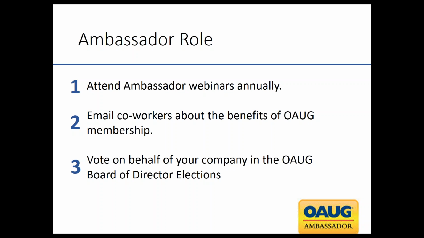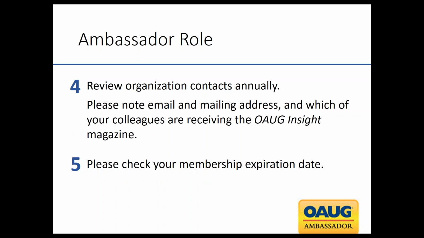We also ask you to email your coworkers about the benefits of the OAUG membership, and I will be sending you that benefit top 5 email on Monday to help you do that. And you can always edit them according to what works for your organization. It's really just a helpful tool for you to use. And then we also ask you to know when your membership should be renewed and then to vote. So again, if you did vote, thank you so much. And then review your organization contacts annually. While you're doing that, please note your email and mailing addresses, as well as which other colleagues are receiving the OAUG Insight magazine.